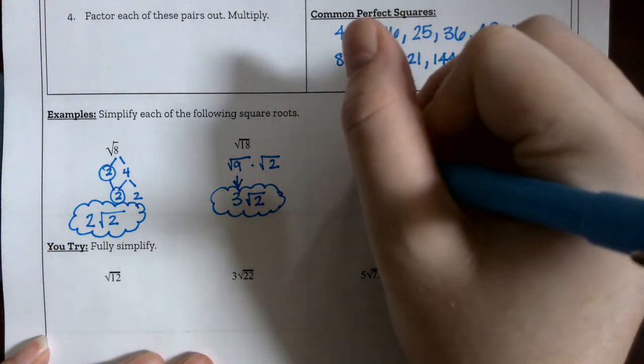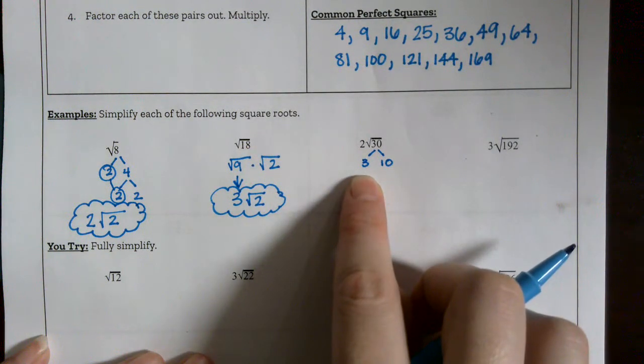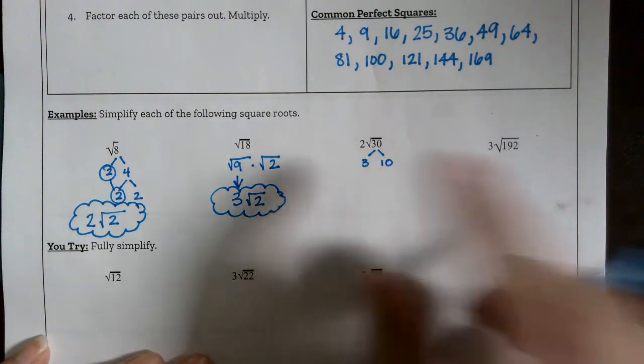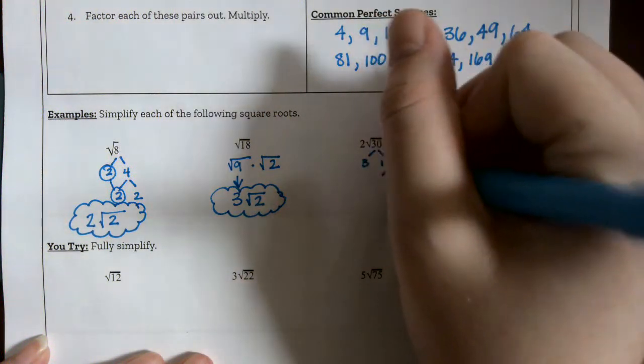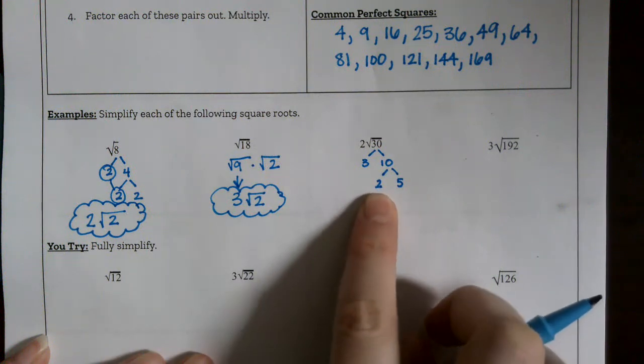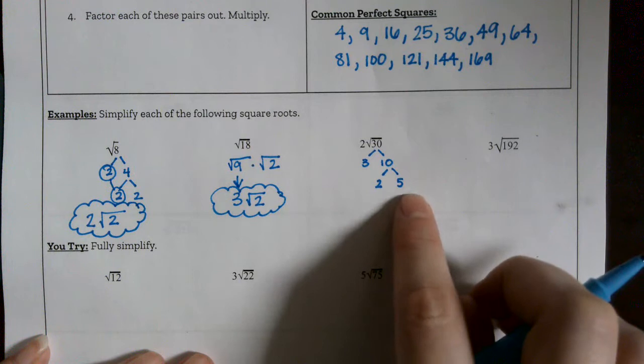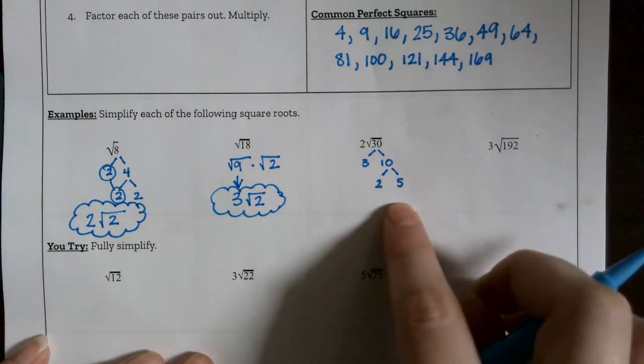So 30 can be broken down into 3 and 10. 3 can't be broken down any further; it's only divisible by itself. 10 can be broken down into 2 and 5. Again, 2 is only divisible by itself, and 5 is only divisible by itself, so these are all prime numbers. So we are done factoring.